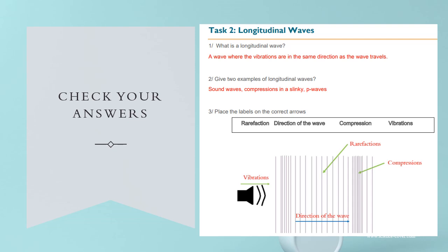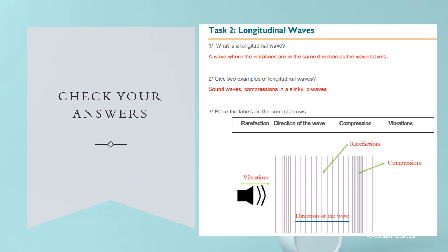Number 1, what is a longitudinal wave? This is a wave where the vibrations are in the same direction as the wave travels. Number 2, give examples of a longitudinal wave. It could be a sound wave, compressions moving down a slinky, or P waves from an earthquake.